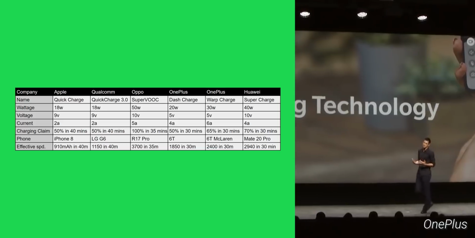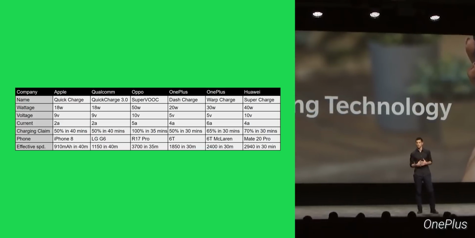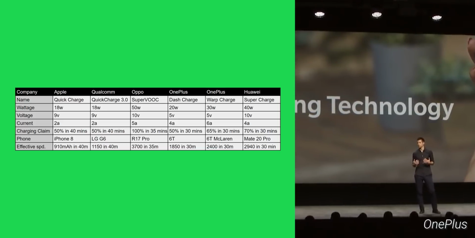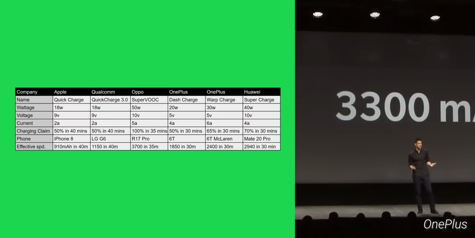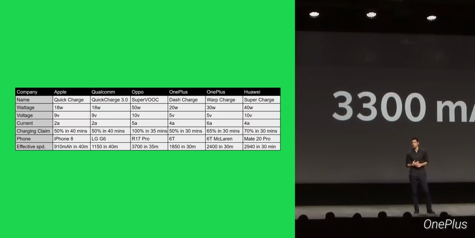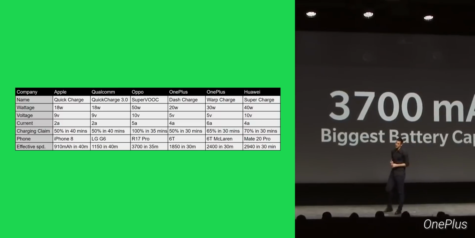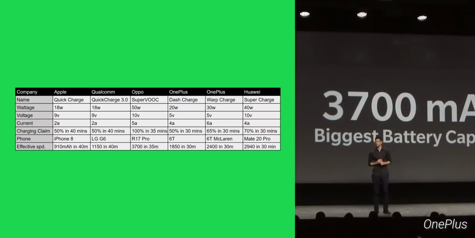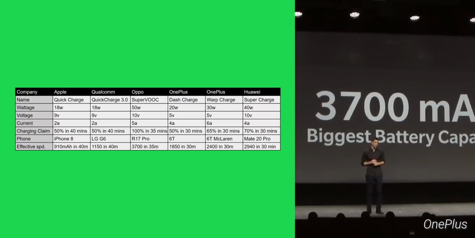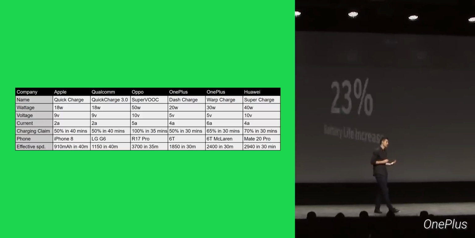OnePlus's two technologies take third and fourth place respectively, with their superior Warp Charge featured in the 6T McLaren edition, pushing 30 watts to the device with the highest current here at 6 amps. This would typically result in a red hot device, however OnePlus has a trick up its sleeve, its very clever charging brick that keeps most of the heat in it instead of the phone.